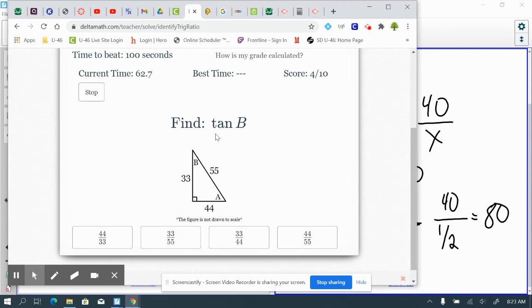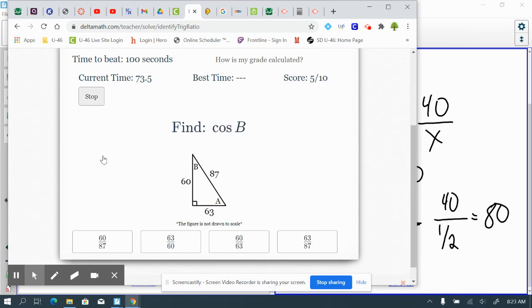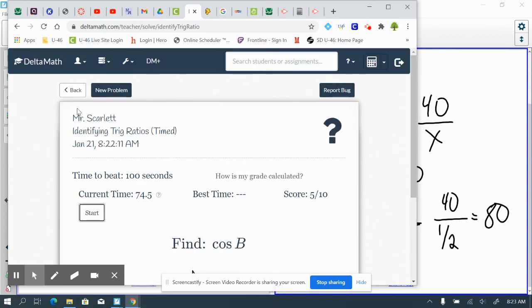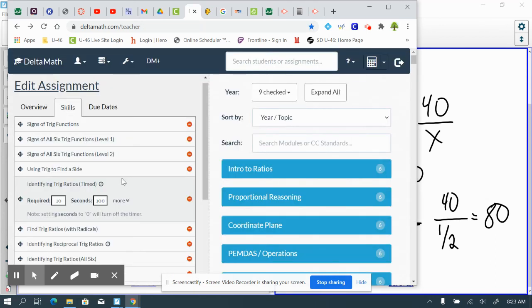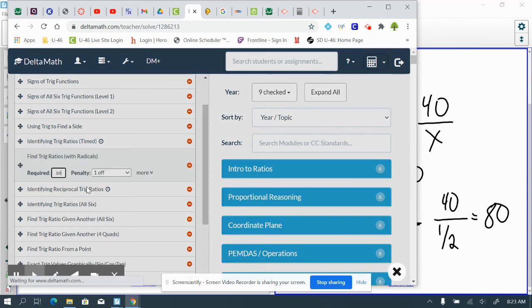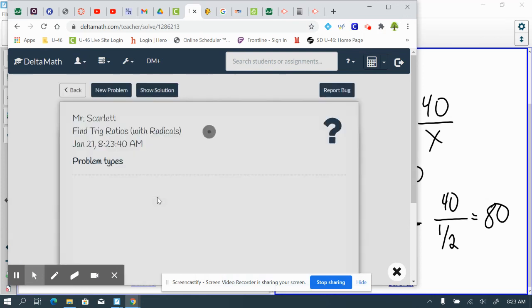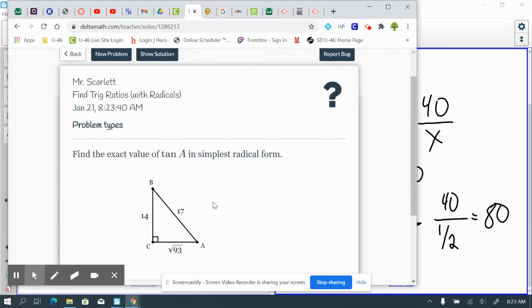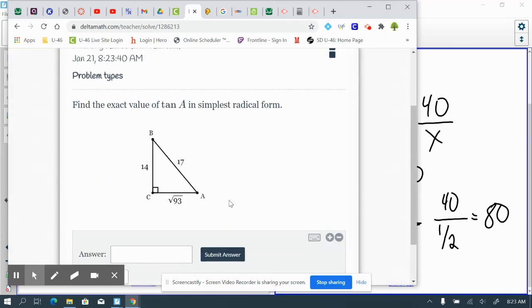Tangent of B. Tangent is opposite over adjacent. Here's angle B. The opposite is 44. The adjacent is 33. So it's 44 over 33. And then just doing that, I mean, just find some time every day to practice those, and this will really, really help. We'll end on this one.